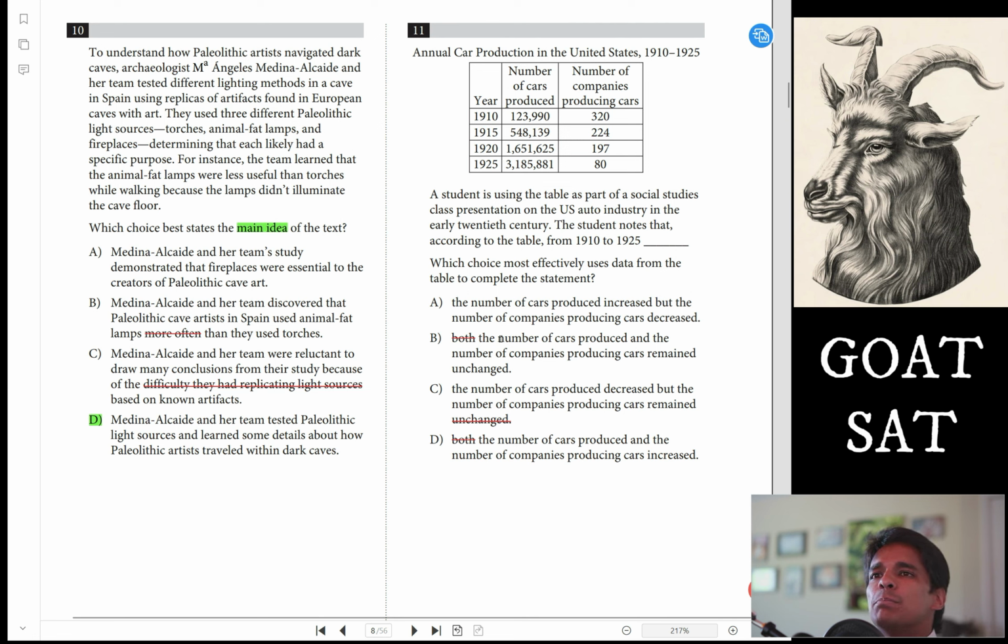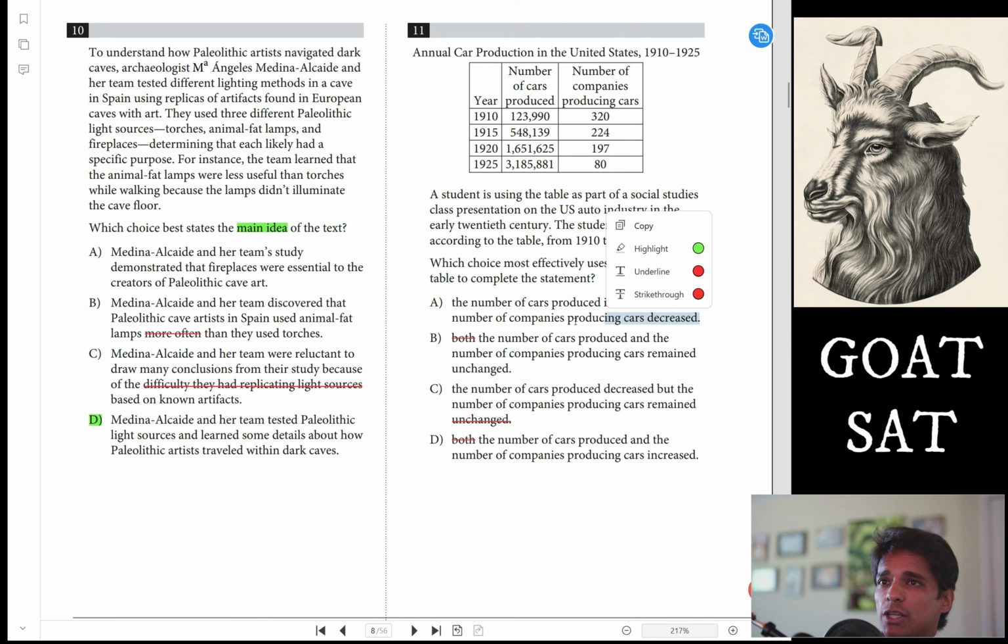So both were unchanged. That's clearly incorrect. And also, both of them didn't do the same thing. They did strictly opposite things. So in general, both the numbers of cars and the numbers of companies increased. We just said they did opposite things. So anything that says both of them did the same thing just can't be the answer. And then here it says one of them was unchanged. That's also not true. So just based on what the answer choices say, B, C, and D are probably not right. Let's make sure A is right.